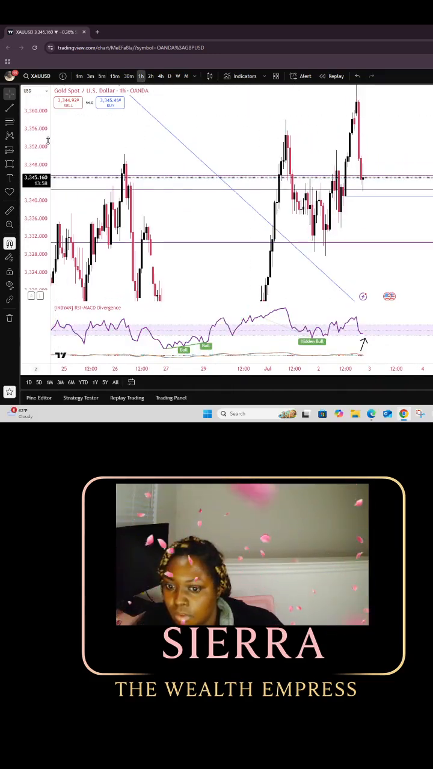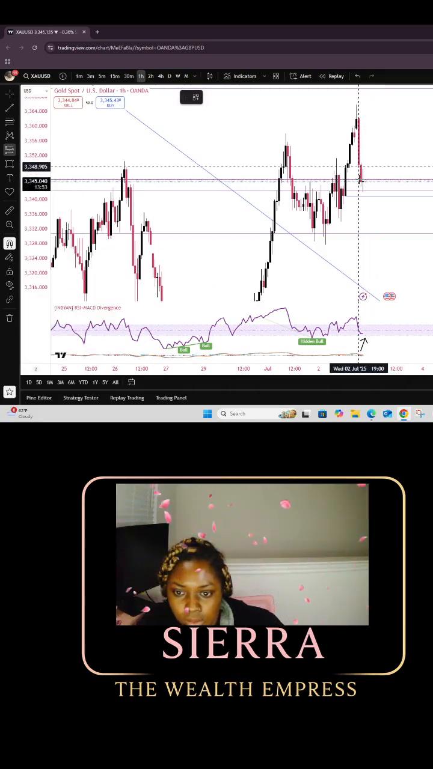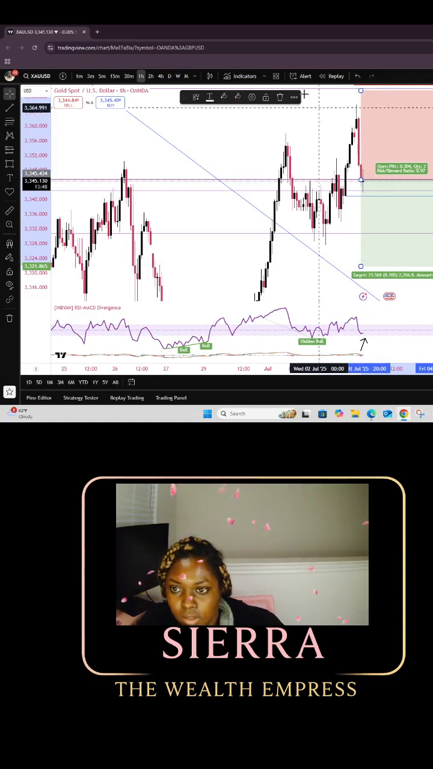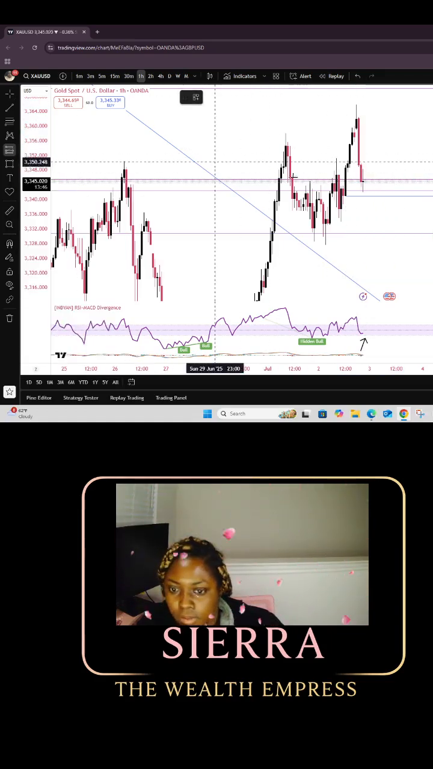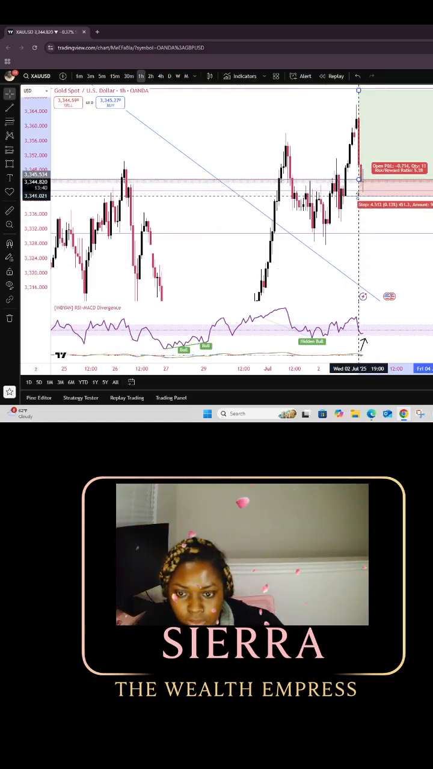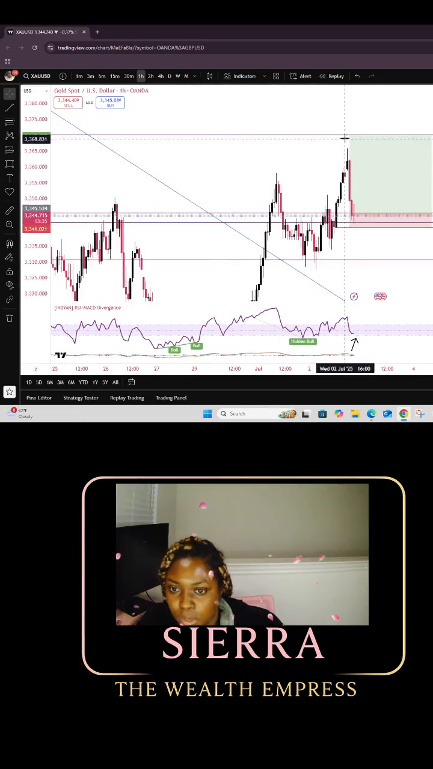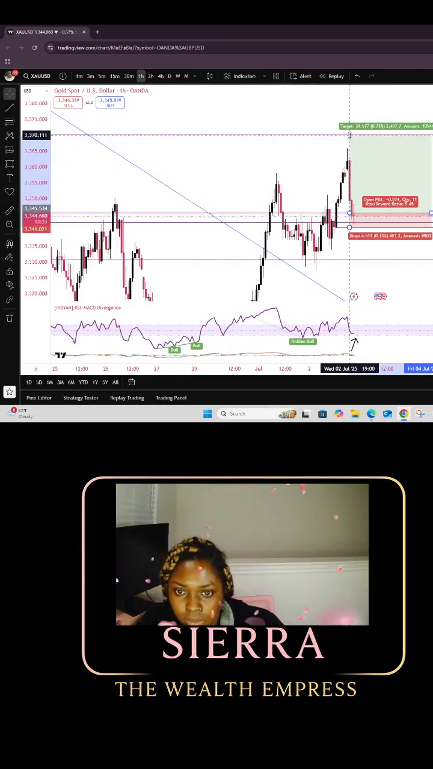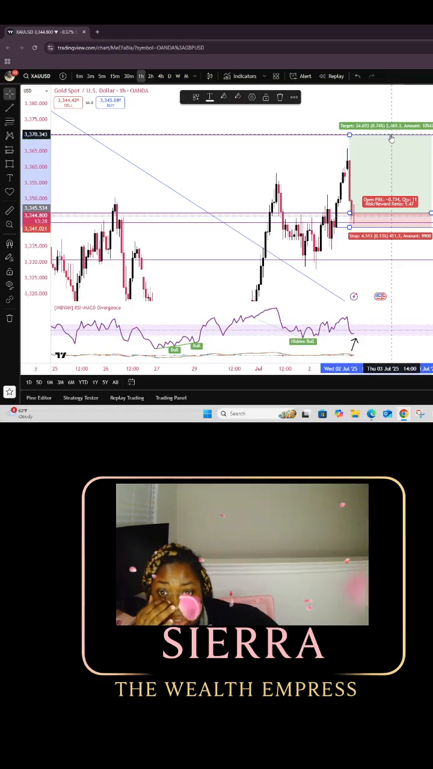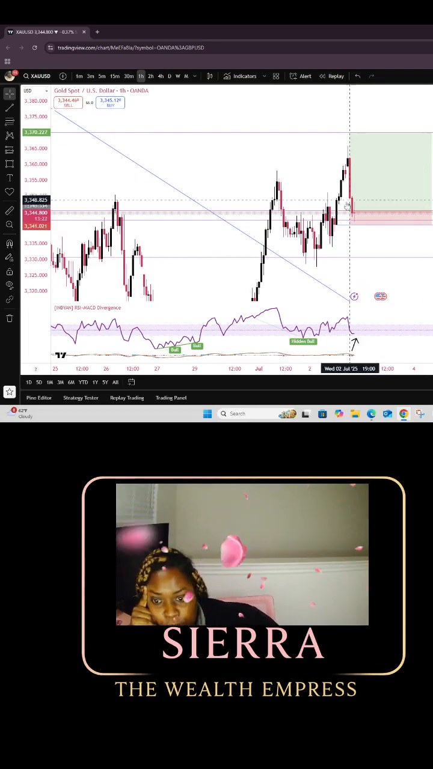Let's see. Stop loss. I just got it in here. Stop loss. That's the wrong way. Stop loss here, below the candle that created that fair value gap, is 45 pips. And TP. Gold gives out a lot. 246 pips. Okay, so we'll see.